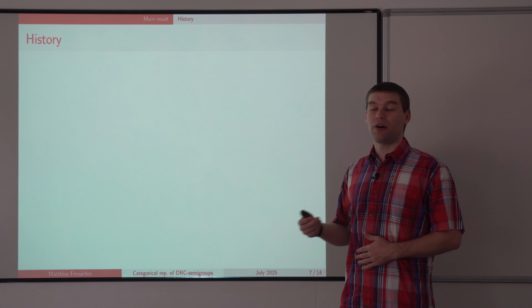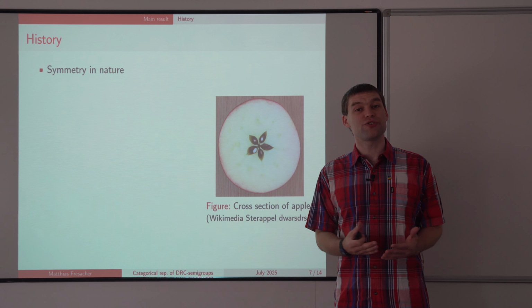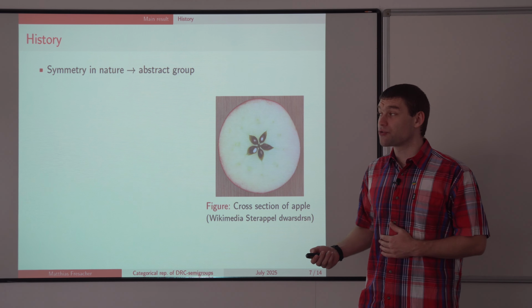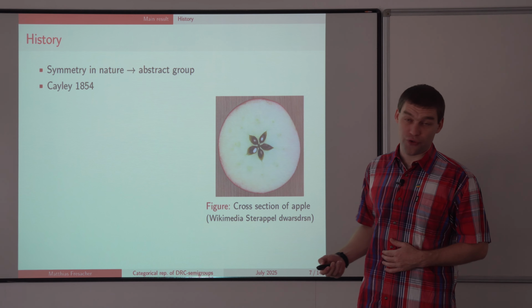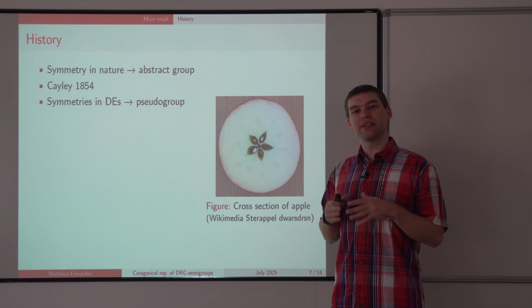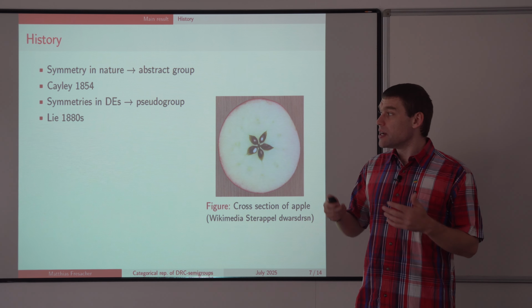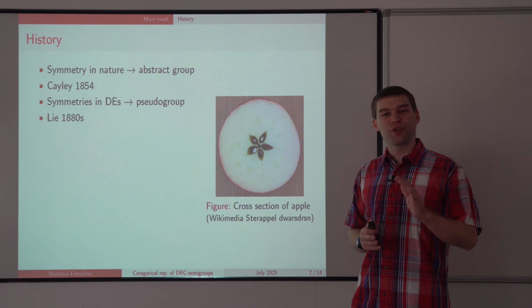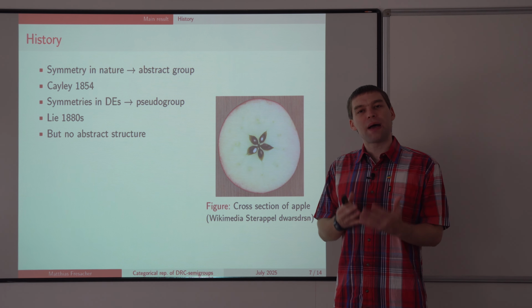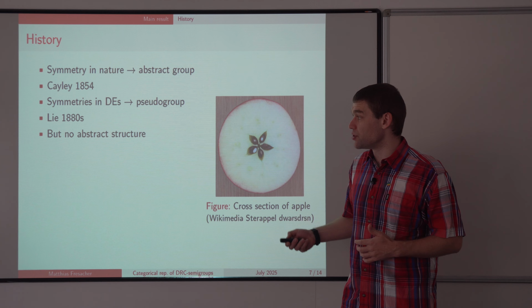In terms of a history of this work, well, symmetry arises naturally in nature. This then led to the notion of an abstract group by Cayley in 1854. Similarly, symmetries arise in differential equations, and this led to the notion of the pseudogroup by Lie in the 1880s. Don't worry if you're not familiar with what a pseudogroup is. But there was no abstract structure for this pseudogroup.